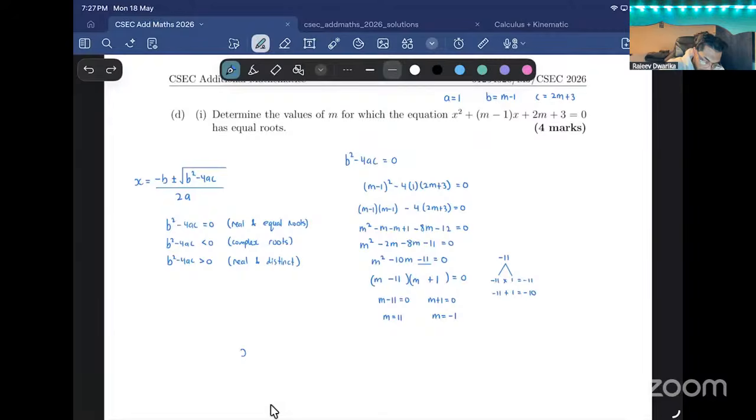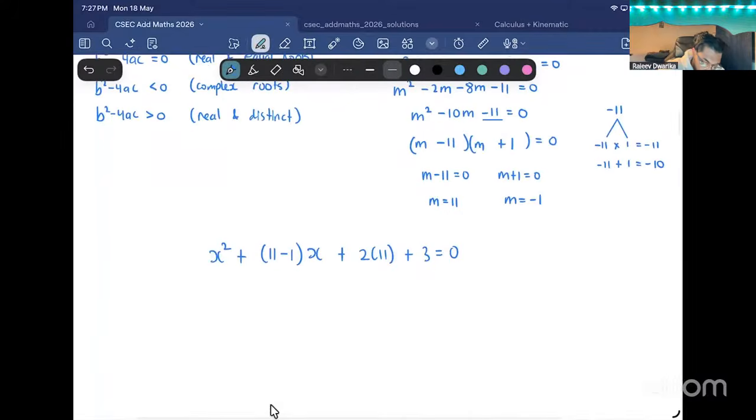So let me plug in 11 into it first. So that'll be x squared plus (11 minus 1)x plus 2 by (11 plus 3) is equal to 0. When I work this out quickly, I'm gonna get 11 minus 1 is 10x. 2 by 11 is 22, and 22 plus 3 is 25.